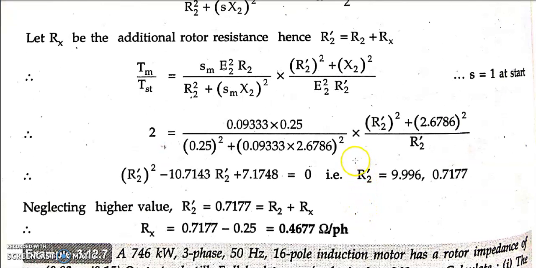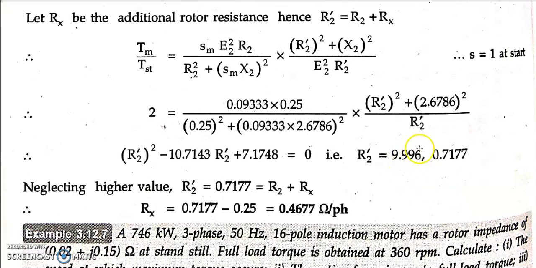See, you will get two values of R2 dash here. One is 0.996 as well as 0.711177. Because it is a quadratic equation, I'll be getting two solutions. Again remember, negative values I'm going to ignore. Anyhow we take the positive values, out of which we ignore the higher value, that is 0.996. We are going to consider only the smaller value. For all the problems it is the same, always consider the smaller value.